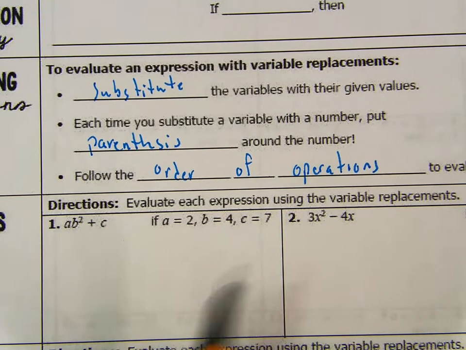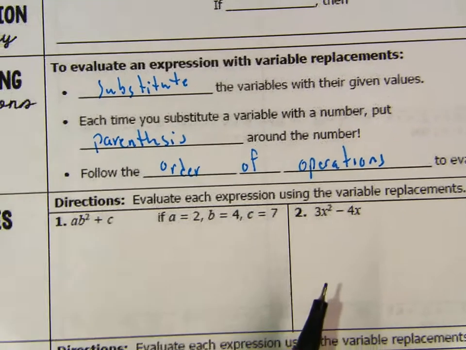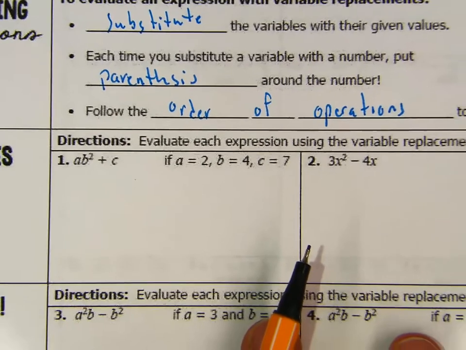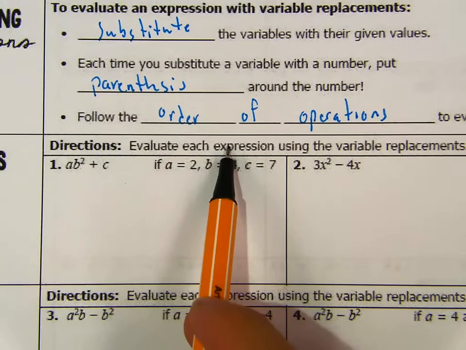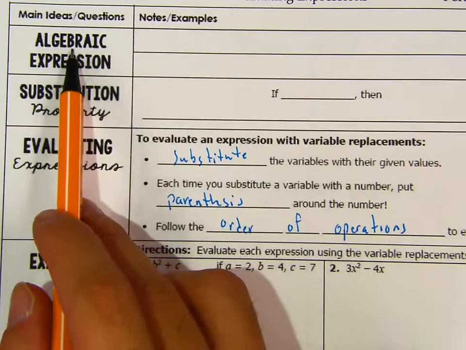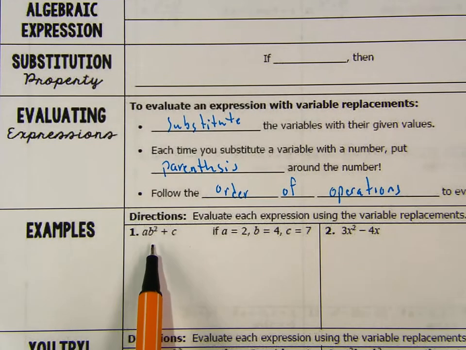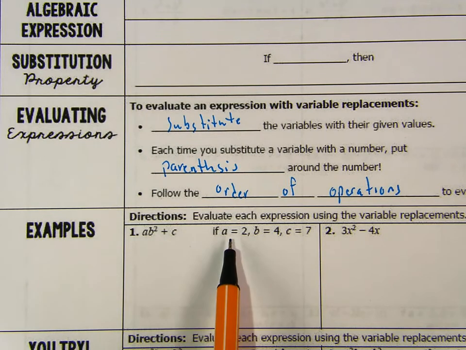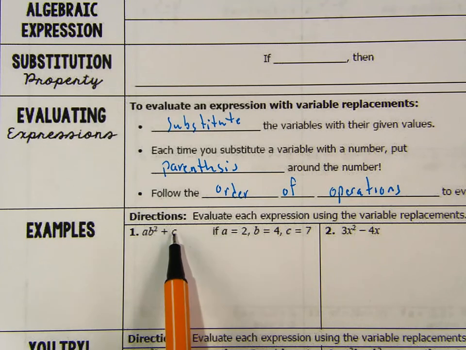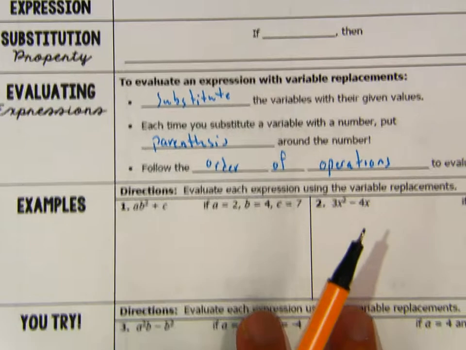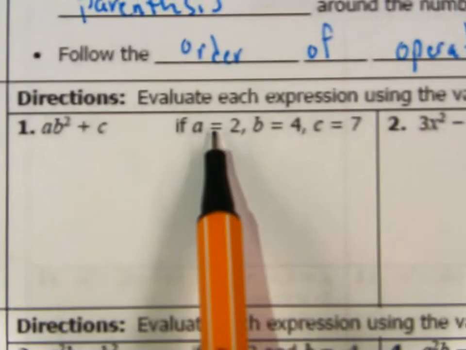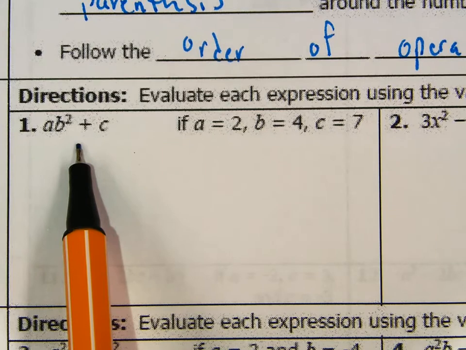Okay, enough of the notes for now. Let's get into the nitty-gritty of actually solving this. So let's take a look at the first question here. Let's actually read the directions before anything, right? It says evaluate each expression. And what is the definition of an expression? It's just a bunch of numbers and letters put together, right? And what we're going to do is substitute these values. We have A equals 2, B equals 4, and C equals 7. How can I substitute these 3 values into this expression, right?